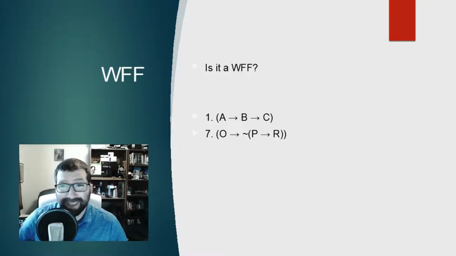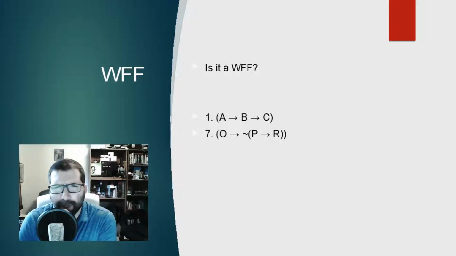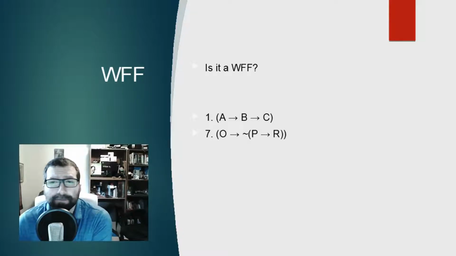All right, first, is it a well-formed formula? So I picked out two from the homework. These are on page 299, I think. So number one, we've got if A, then B, then C. And then number 7, we've got O, then not P, then R. So let's take a look at the first one first. As you see here, we've got if A, then B, then C.